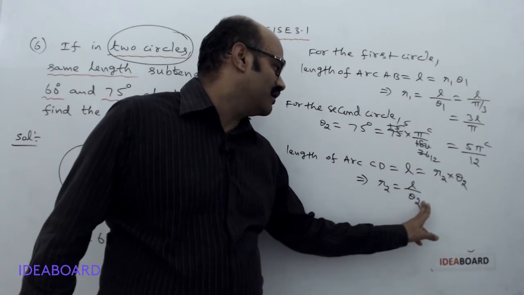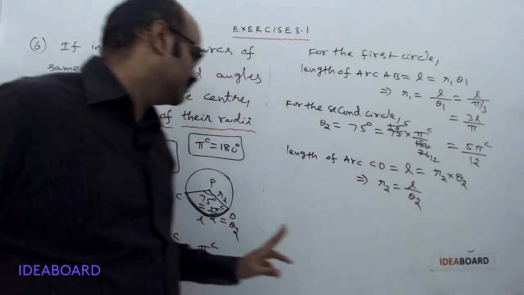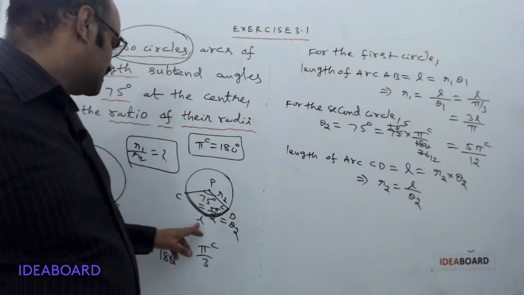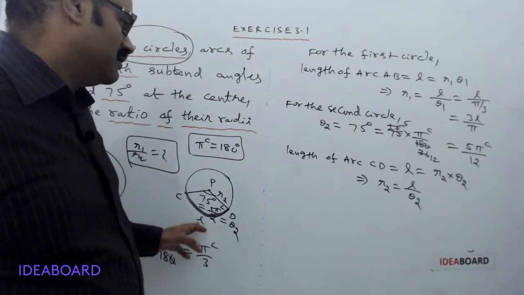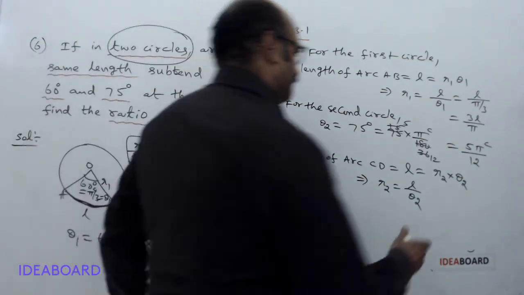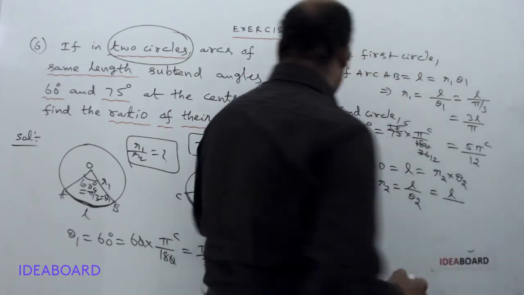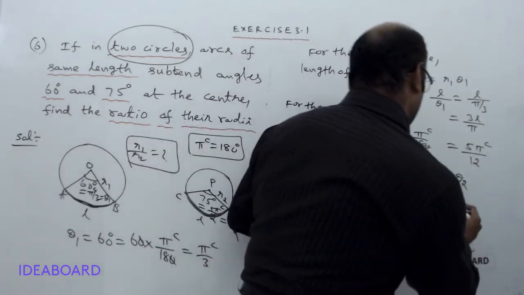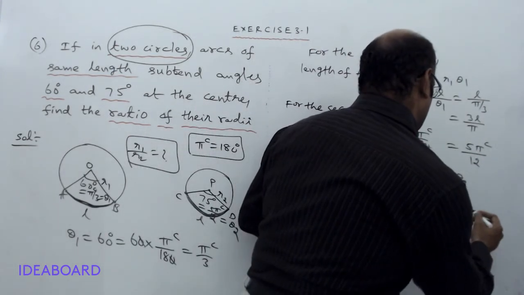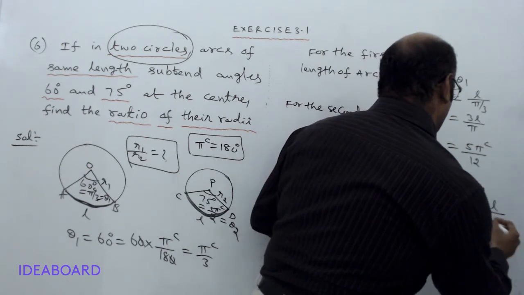But here the length of the arc is not given, so we have taken L. So L by theta 2, L by 5 pi by 12, equal to 12L by 5 pi.